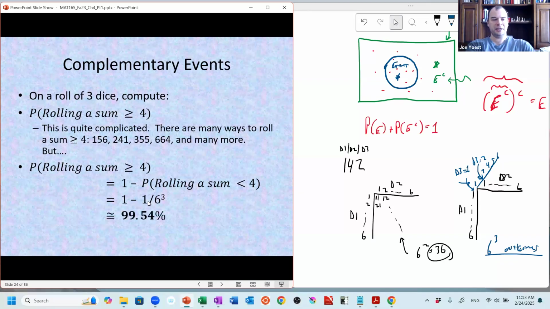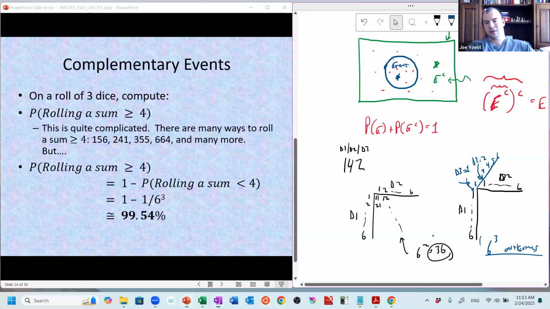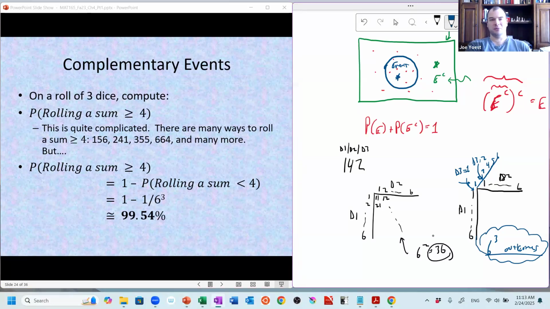So I see this is 1 minus 1 over 6 cubed. There's 1 outcome in the E complement, 1, 1, 1, divided by the number of equally likely outcomes for rolling 3 dice, which is 6 cubed. 6 choices for the first die, 6 for the second, and now 6 for the third as well.